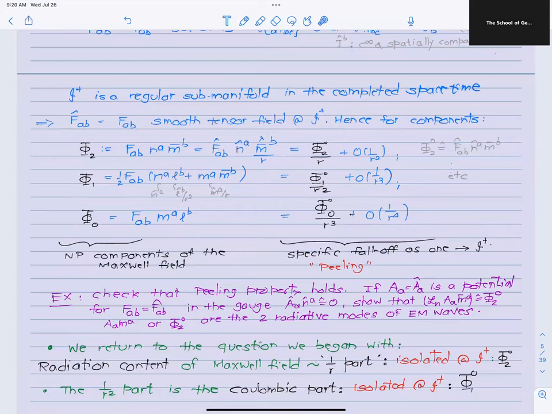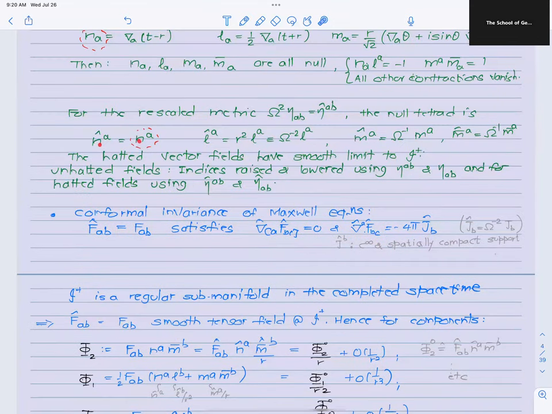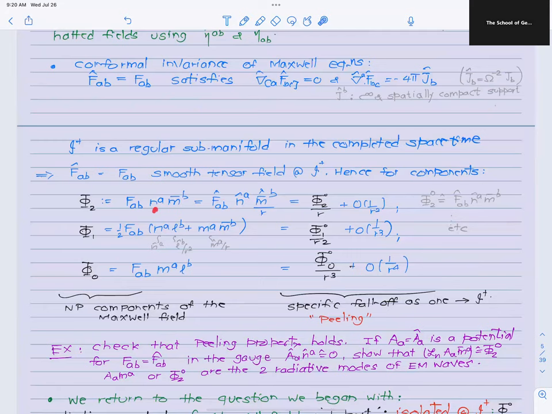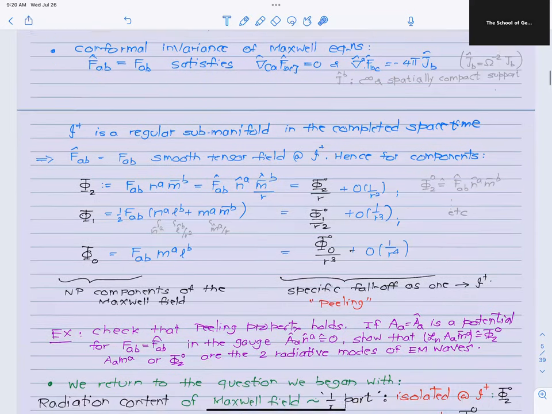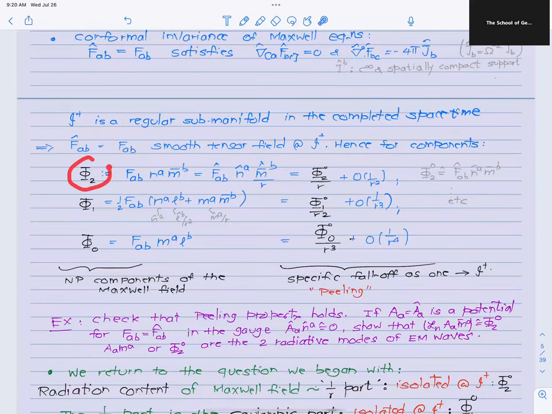Now, as we just saw, N hat is equal to N, but M bar is equal to M bar hat upon R. Now, N hat is well defined at scri, M bar hat is well defined at scri. Therefore, this quantity is perfectly well defined at scri. So that says that the physical quantity phi 2 has a leading term which goes like 1 upon R, and this coefficient is being called phi 2 0. That 0 just says it's a leading term, plus 1 upon R squared.